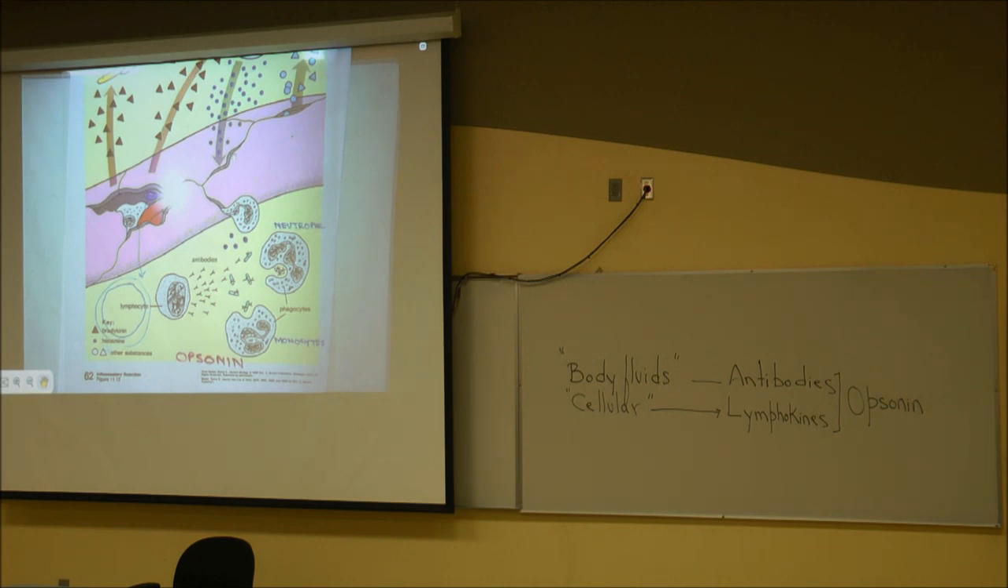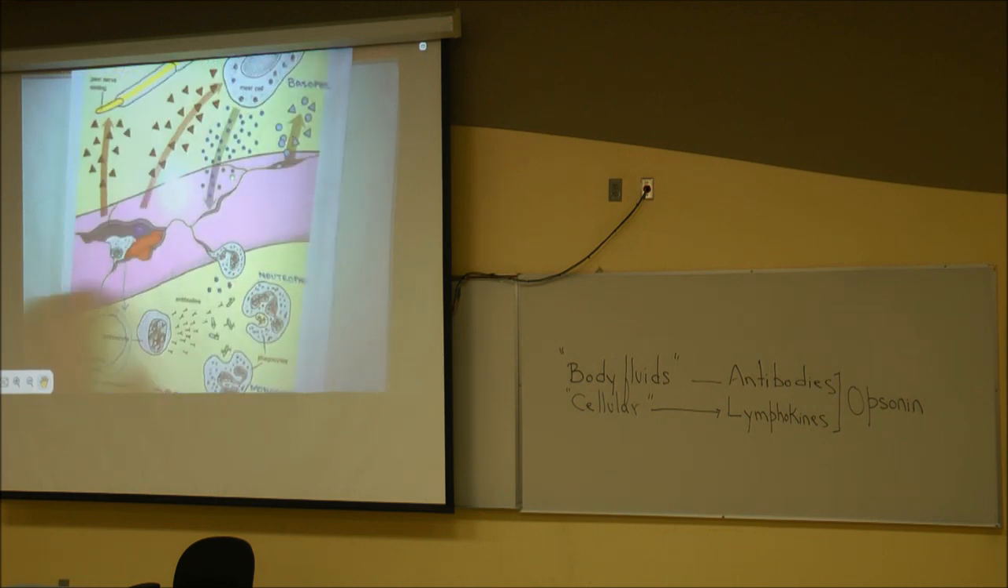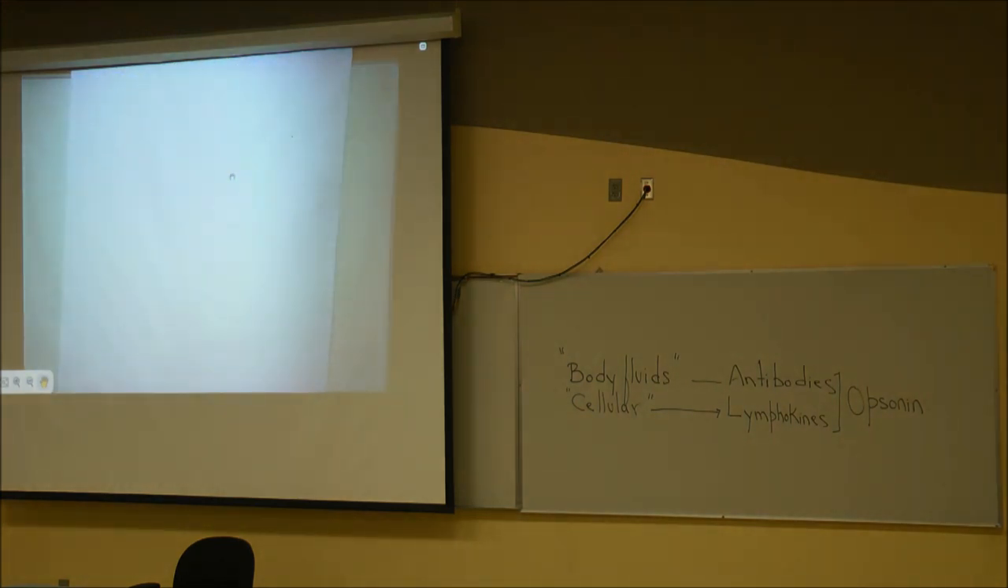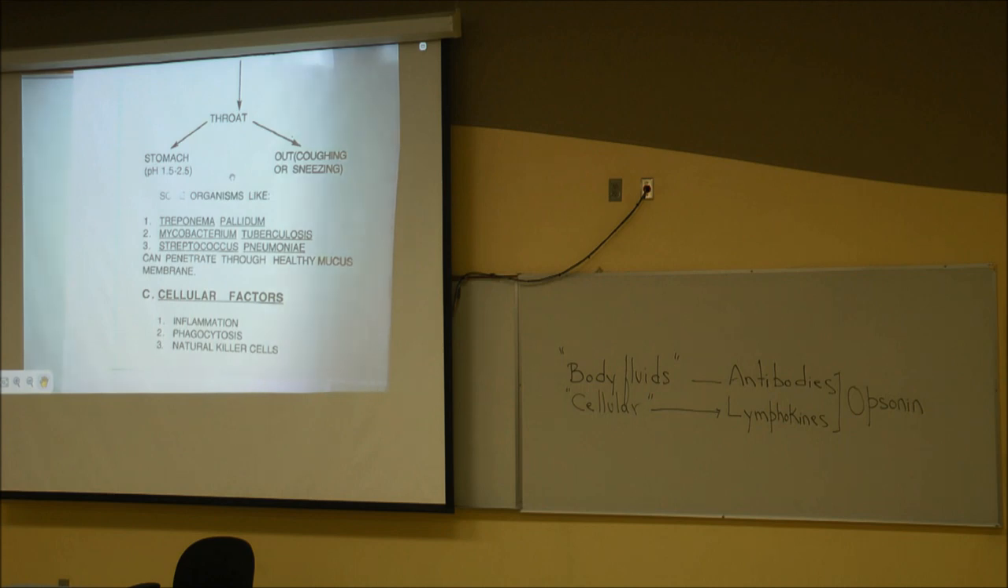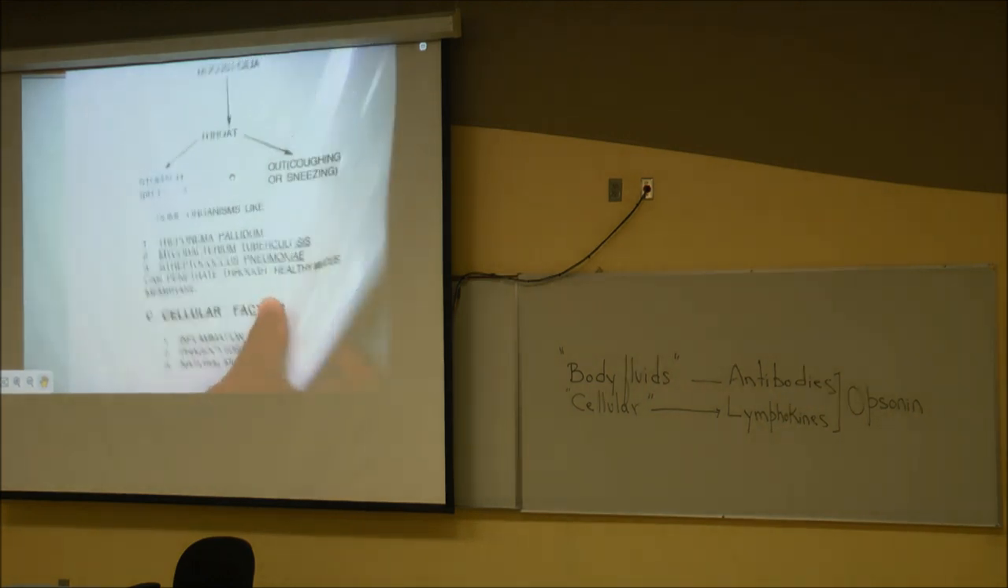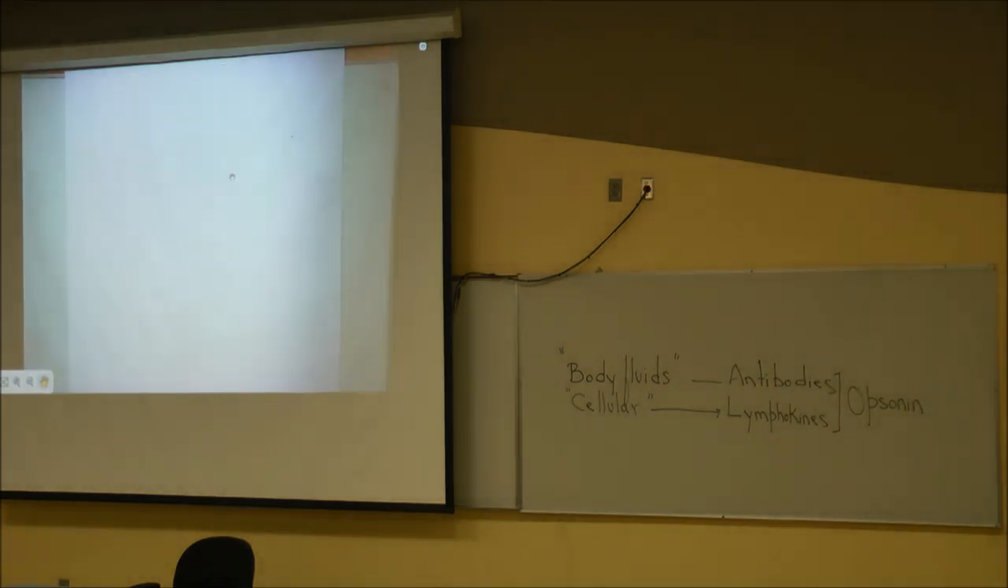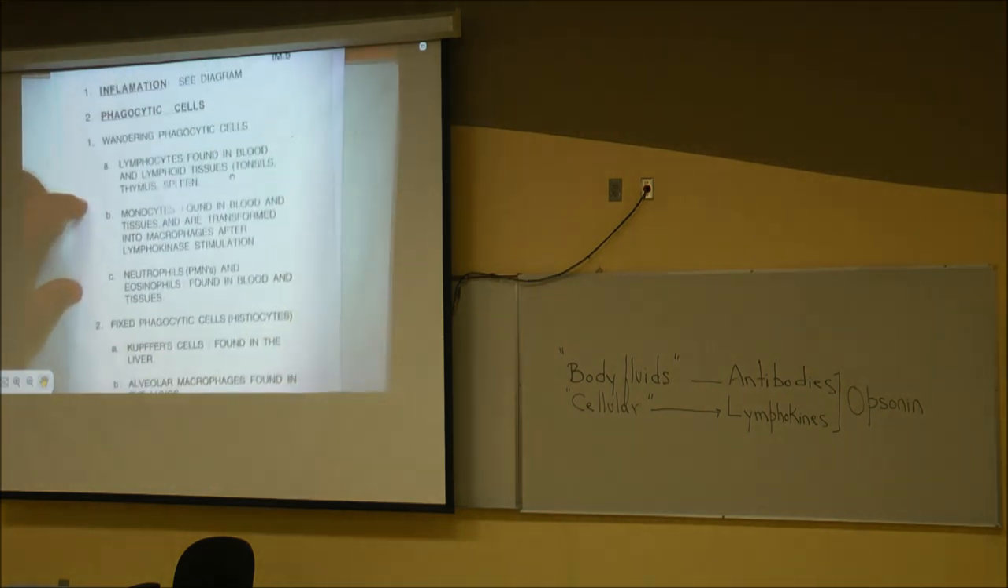Make sense? So bradykinin has two functions, to trigger pain nerve and to trigger mast cells to release histamine. And histamine is a vasodilator. Very good. Second cellular function is phagocytosis. Before we look at the process of phagocytosis, let's look at different types of phagocytic cells.